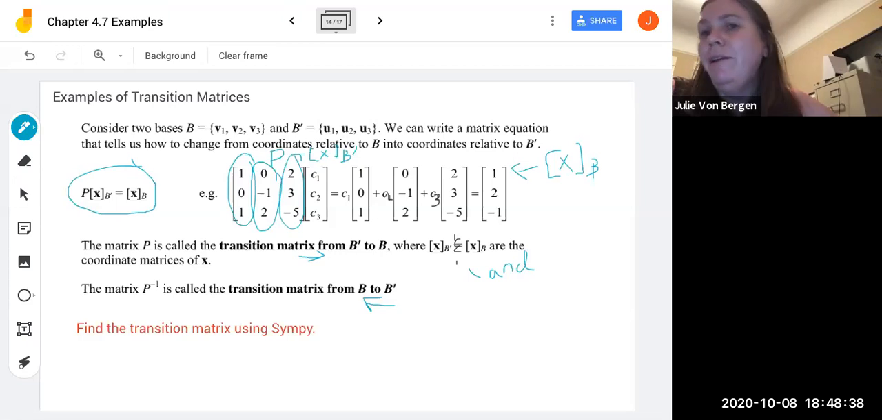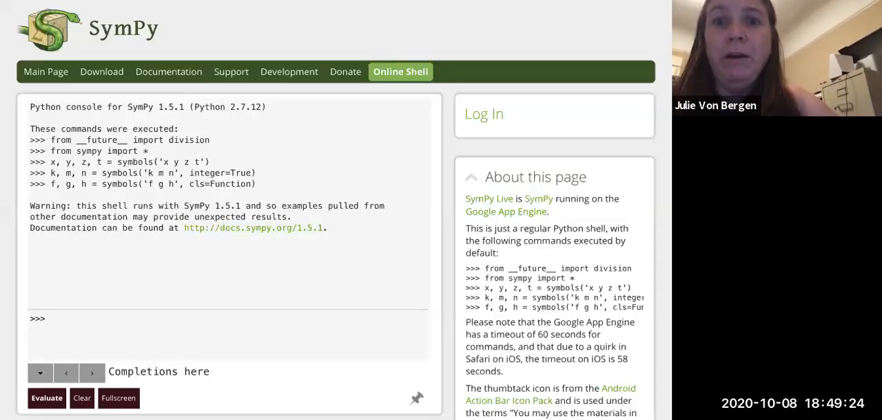So we're going to head over to SymPy and find the transition matrix. So essentially, we're going to take matrix P here and find P inverse. So I'm going to pause recording and head over to SymPy and restart recording over there. Okay, so here we are over in SymPy. And so now in SymPy, we are going to take our matrix P and find the inverse.